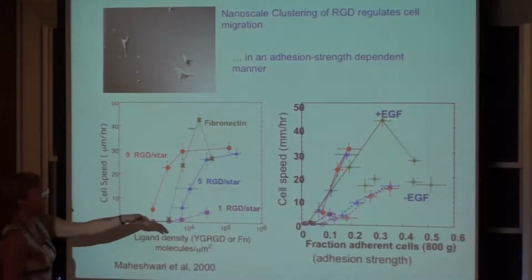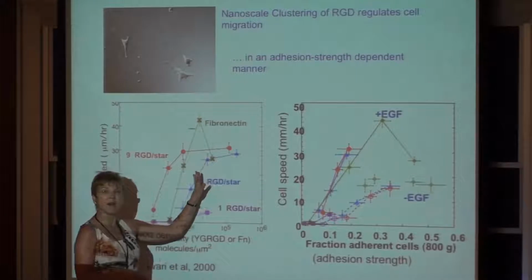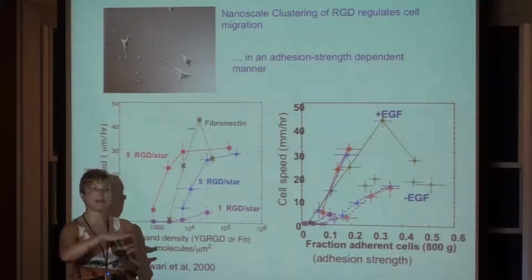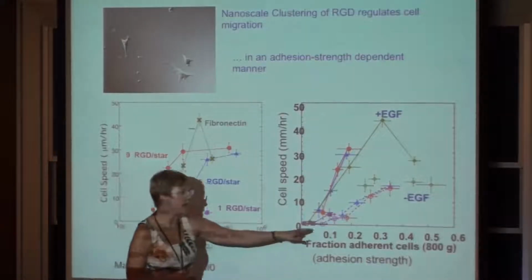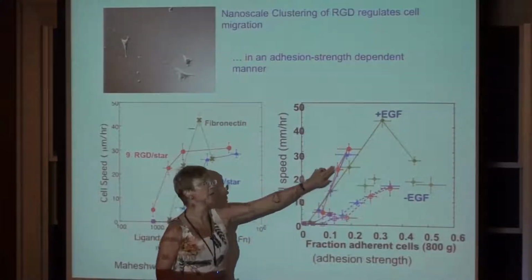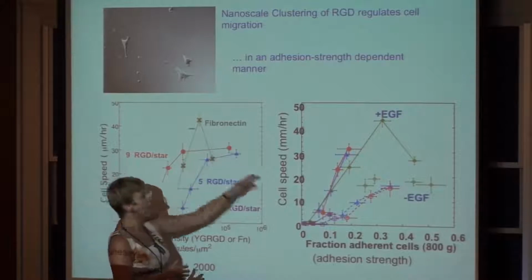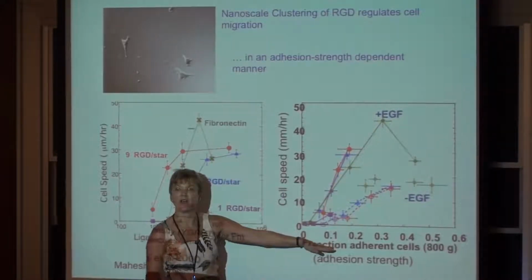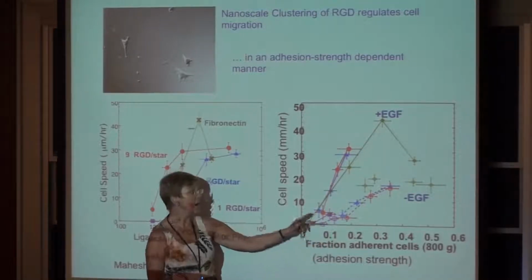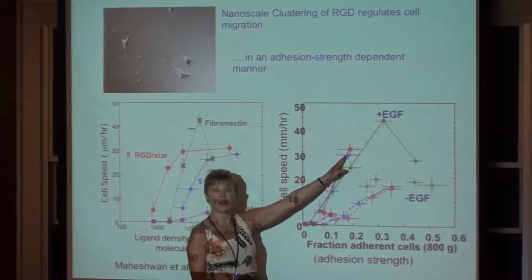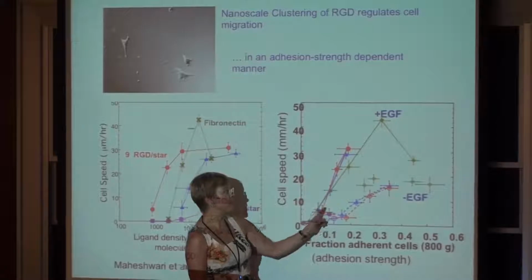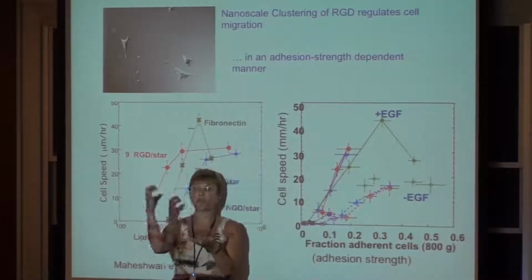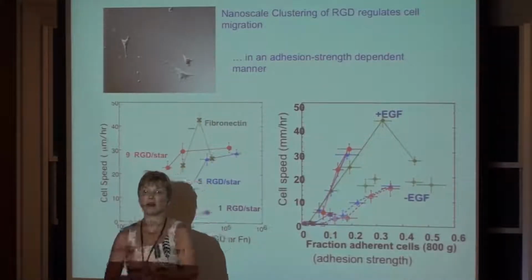So in fact, if we go back and take these data and add to it other data saying how strongly the cells are adhering to these substrates and replot it, we find that all these data here are collapsing onto one curve where you've got the speed as a function of cell adhesion strength, right? And so the problem with the synthetic ligands is they follow the same curve as fibronectin, they just don't go up as far, and they're limited by the affinity of the ligand that we use.